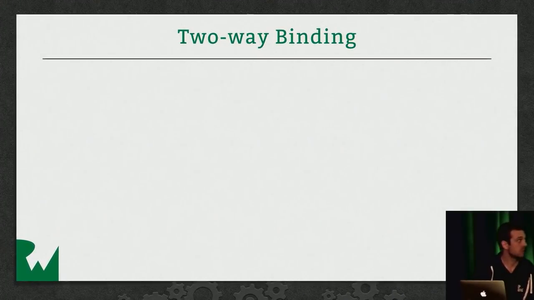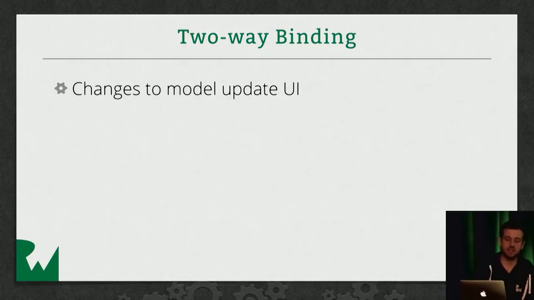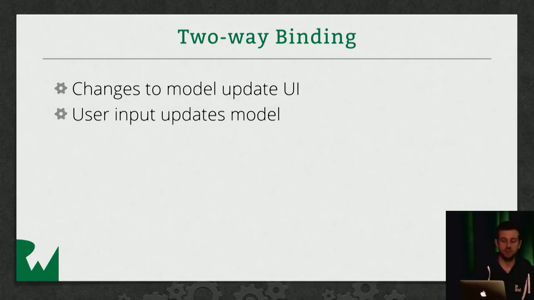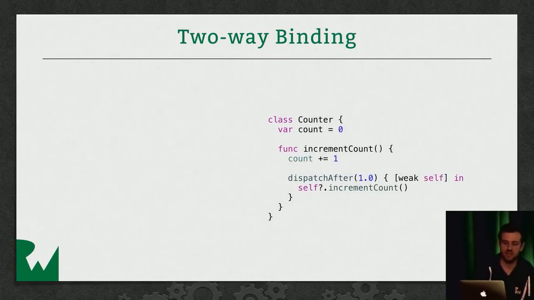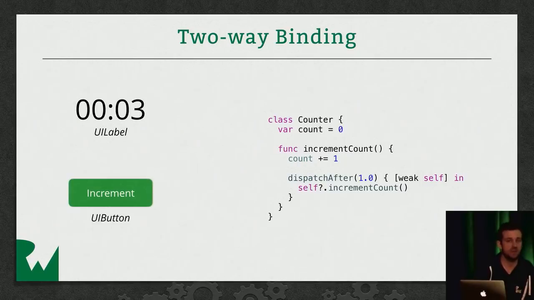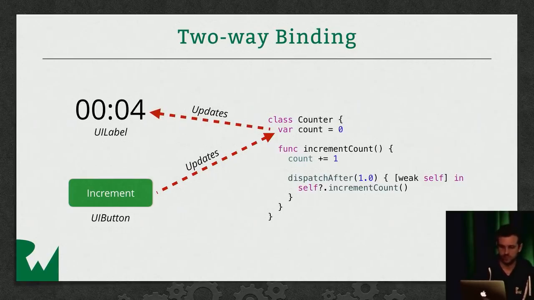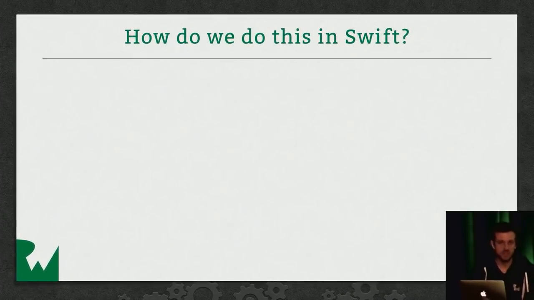And then just to go over what two-way binding is, it's just what it sounds like. Changes to the model update the UI, and user input updates the model. So that's basically linking them both ways. Anything that happens on the UI side would update the model, and in turn, because you updated the model, it would update the UI. Just a little example of that, same class counter. We have a label as before, but now we have an increment button. So when we click that button, it's going to update the count, which in turn updates the label. Pretty simple. So how do we do this in Swift?